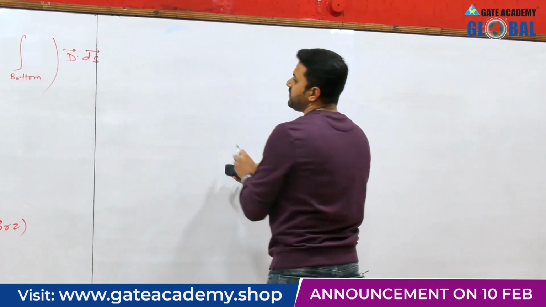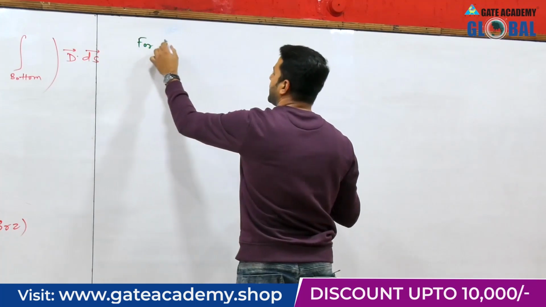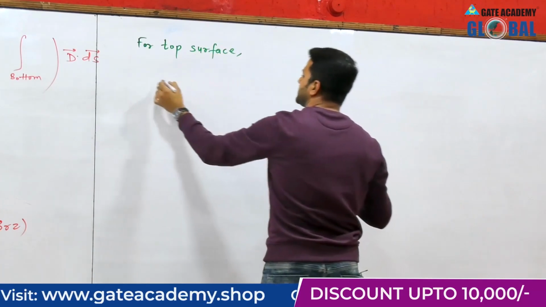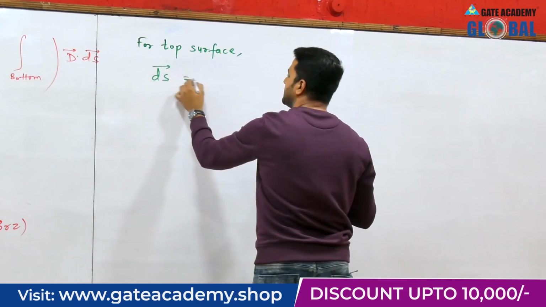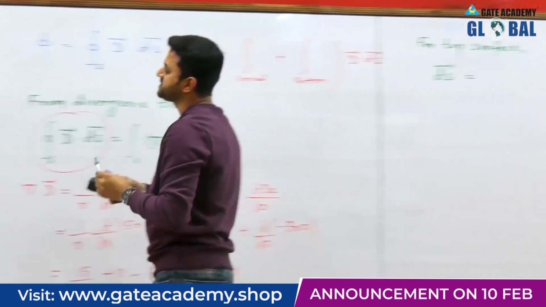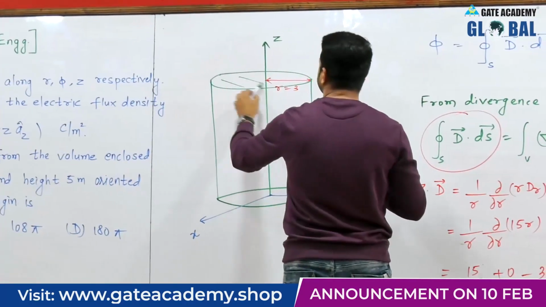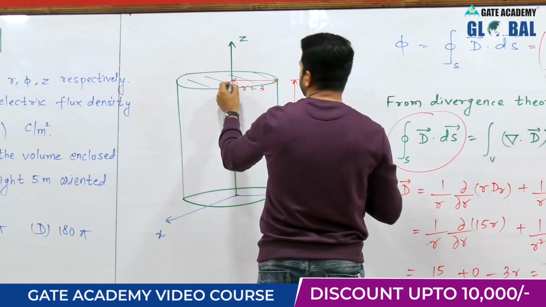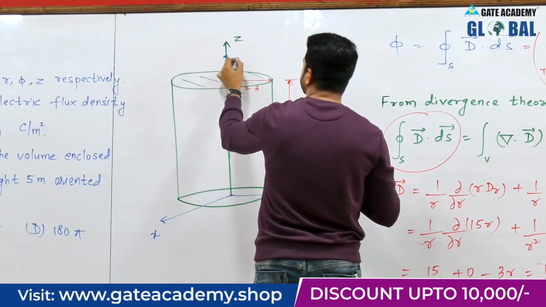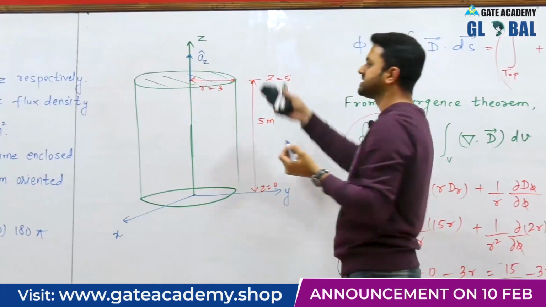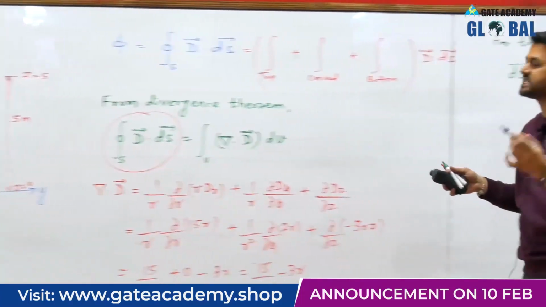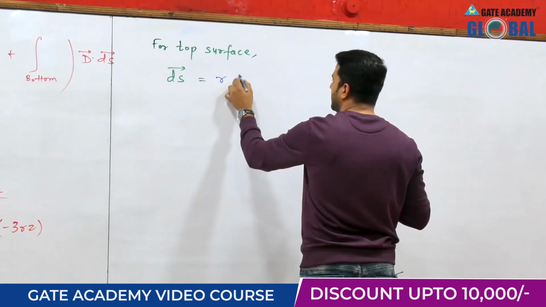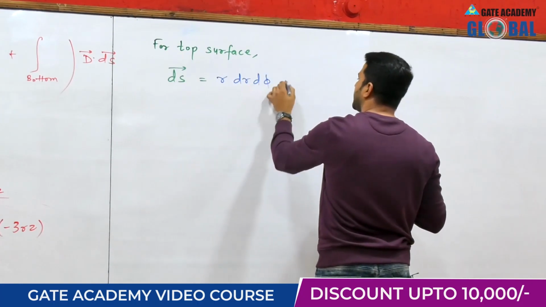Okay, now for the top surface, this differential surface is, see, this is the top surface, and in this top surface z is constant, z is 5. So in this top surface the direction of the surface is plus az, which is in the upward direction from inside to outside. So this will be r dr d phi az.